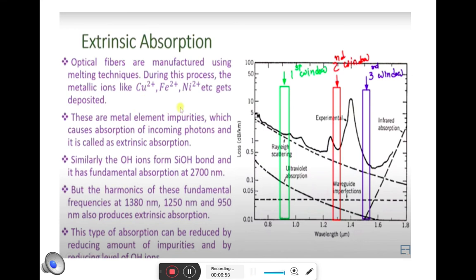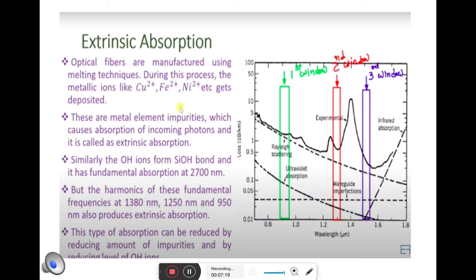The next topic is extrinsic absorption. Optical fibers are manufactured using the melting technique. During this process, metallic ions like copper 2 plus, iron 2 plus, and nickel 2 plus get deposited. As a result of this deposition, impurities come in, and these impurities cause absorption of incoming photons. This process is called extrinsic absorption.